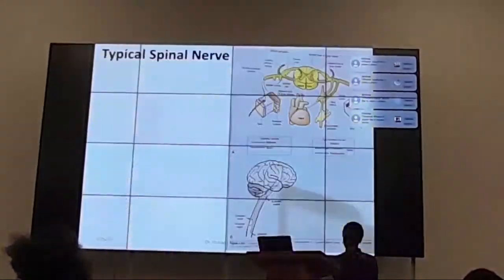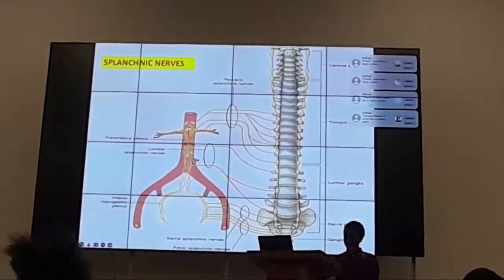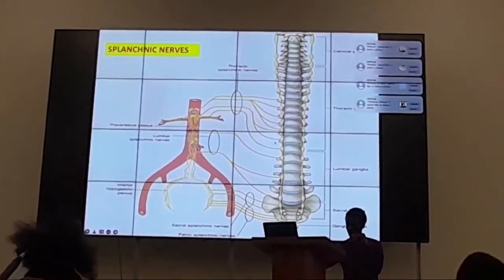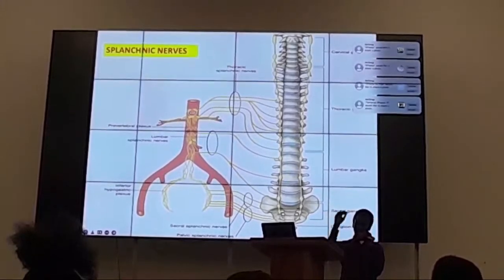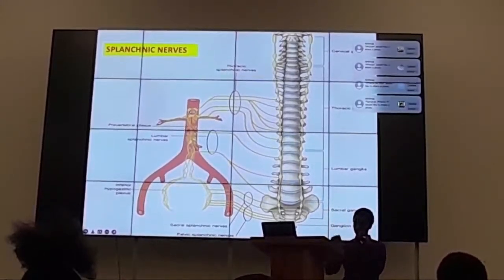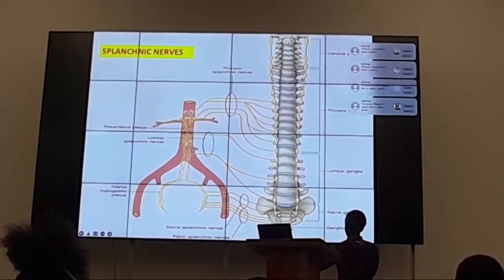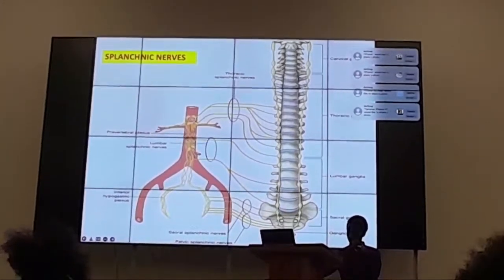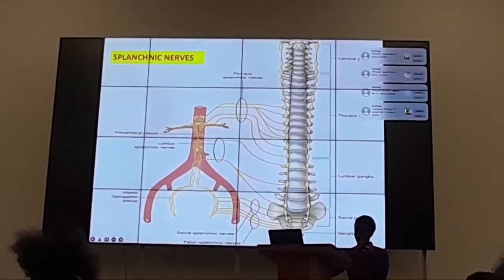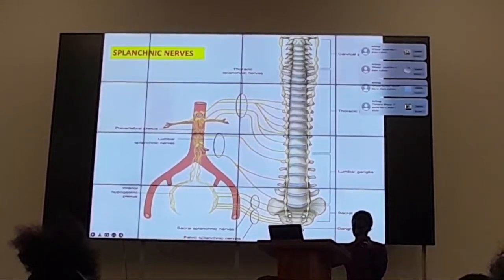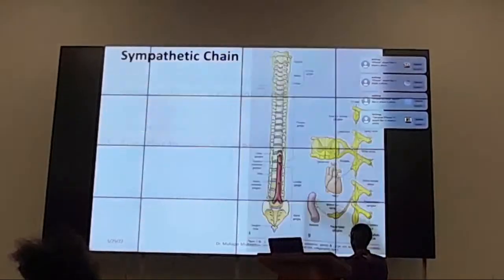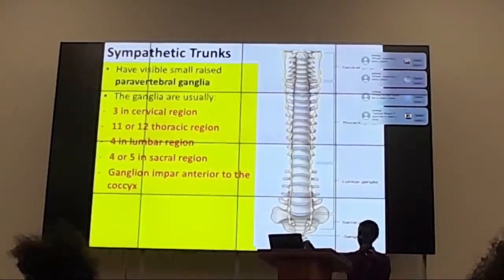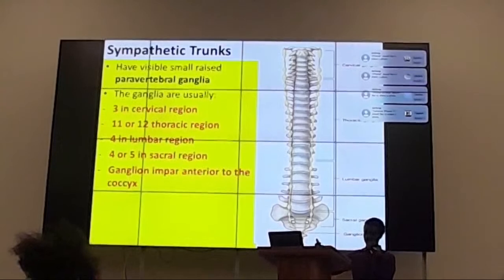Now, the sympathetic system has this so-called sympathetic chain. You can see this. It's a sympathetic chain which has those sympathetic ganglia. Sympathetic ganglia are distributed from the cervical region all the way down to the ganglion impar, there. Okay, there's an arrangement there. So this is the sympathetic trunk.